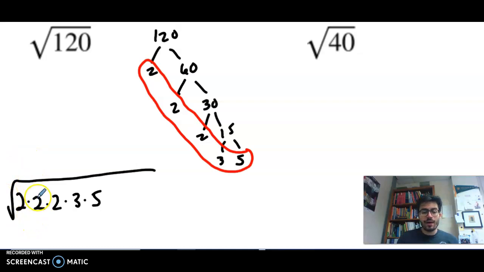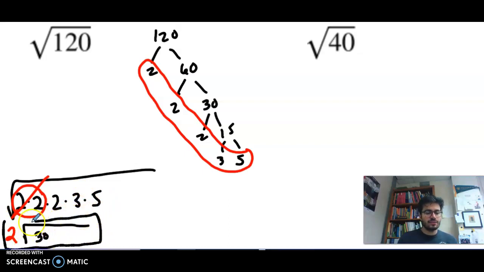In order to take something out, I need a pair. So here I have a pair of 2's. I can cancel it out, and then I'm going to put 1, 2 on the outside. So now all that's left on the inside is 2, 3, and 5. So I multiply them, I get 30. This is the simplest form of the expression.